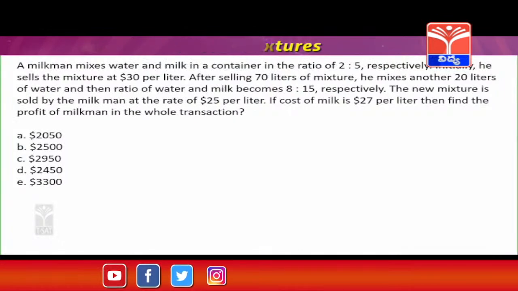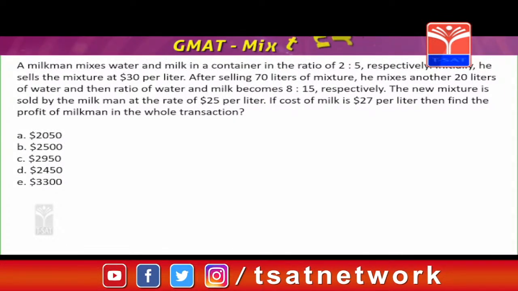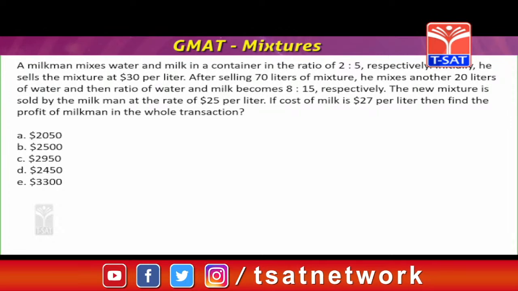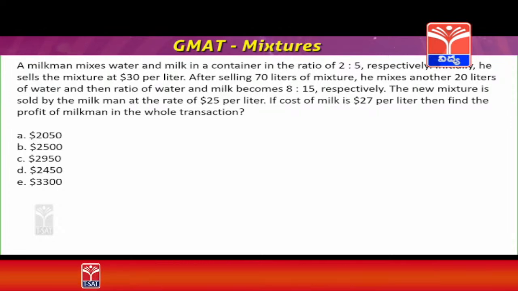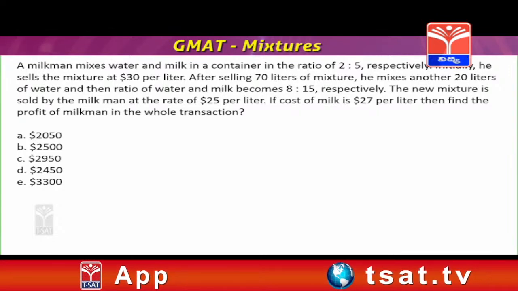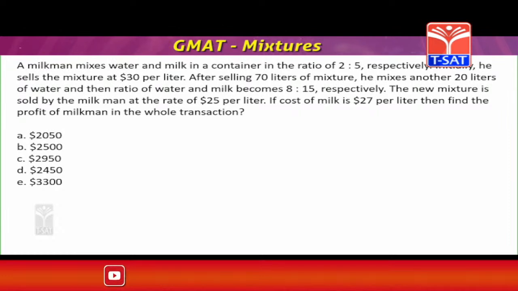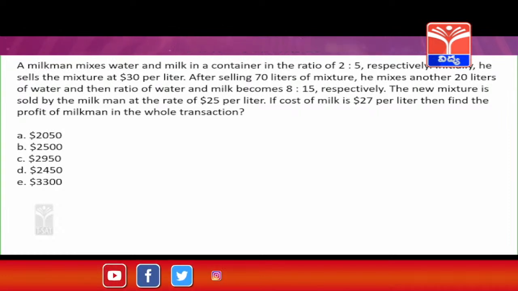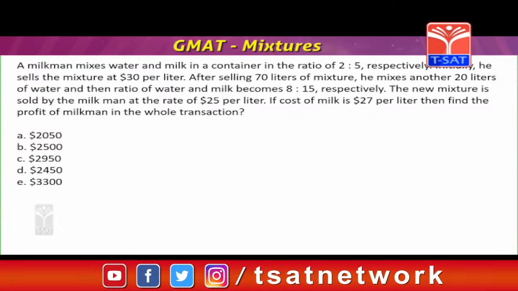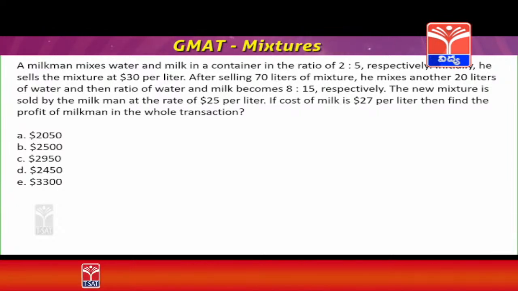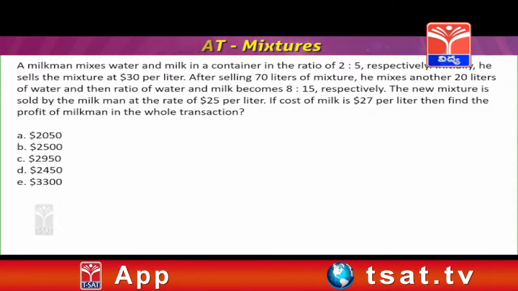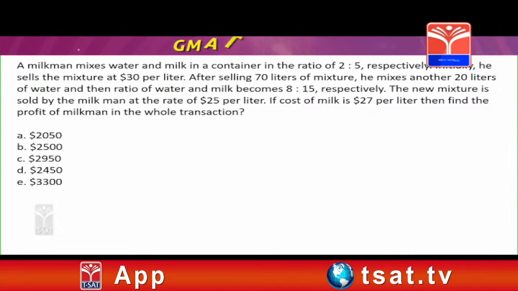A milkman mixes water and milk in a container in the ratio of 2:5 respectively. Initially, he sells the mixture at $30 per liter. After selling 70 liters of mixture, he mixes another 20 liters of water, and then the ratio of water to milk becomes 8:15 respectively. The new mixture is sold by the milkman at a rate of $75 per liter. If the cost of the milk is $27 per liter, then find the profit of the milkman on the whole transaction.